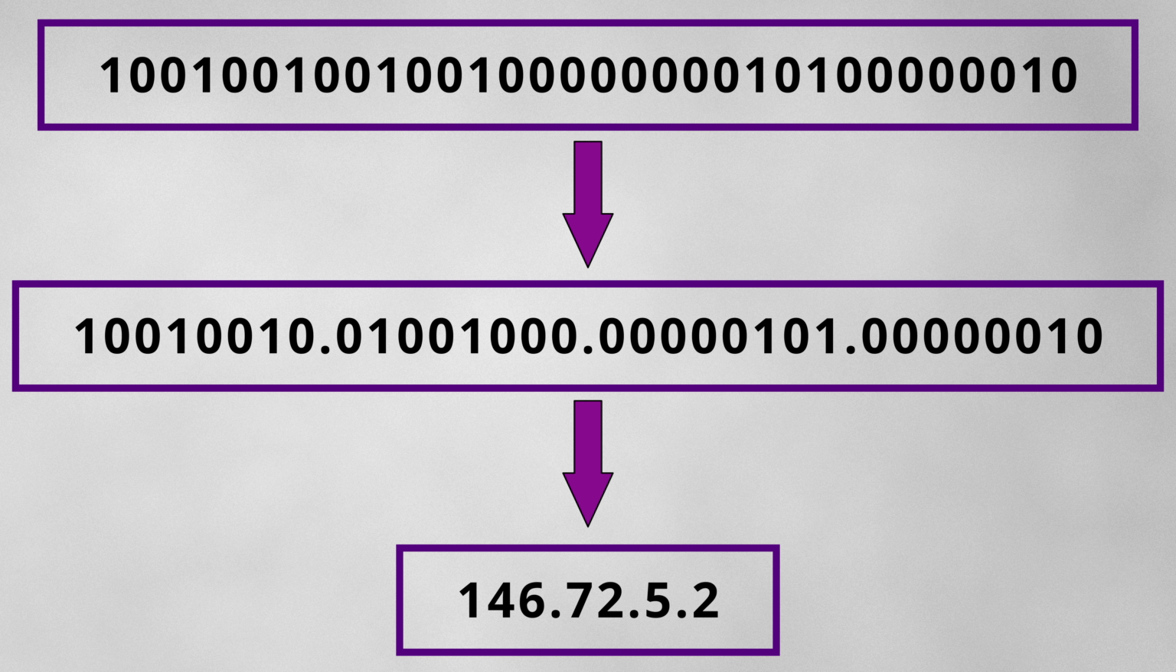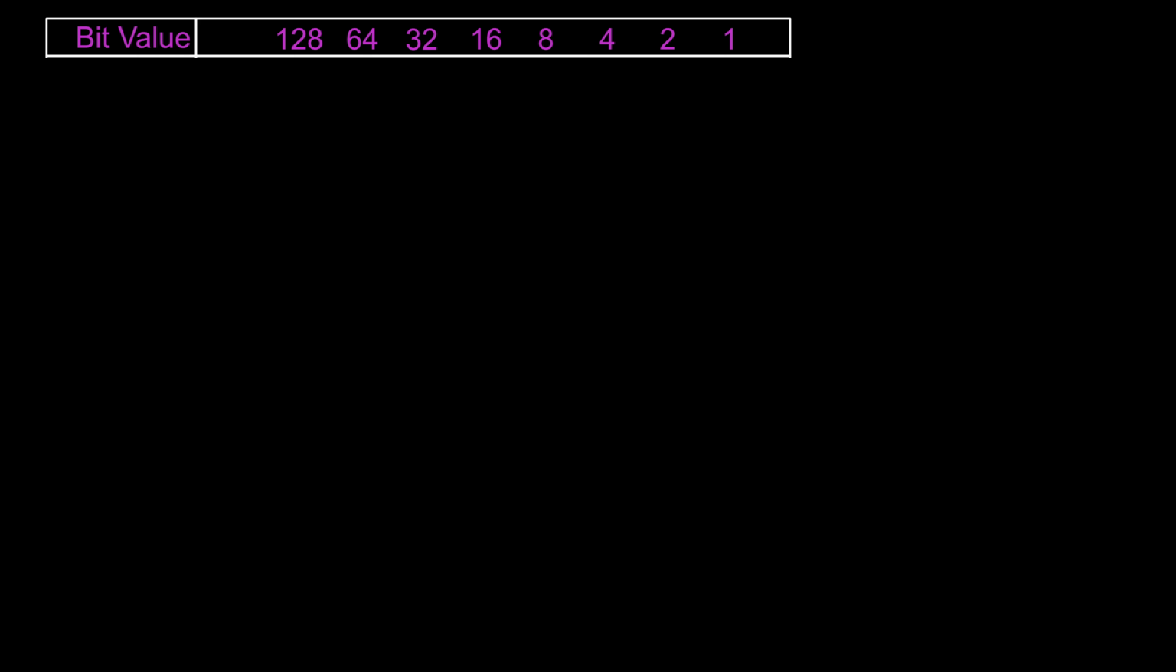In this next section, we're going to go through the math of how that conversion happens. So the first thing we need to go over is the way that binary is converted to decimal. We have 8-bit positions. Each of those positions has a value. The furthest to the right has a value of 1. The second from the right has a value of 2. The third from the right has a value of 4. And they keep doubling until you get all the way to the furthest bit position on the left, which has a value of 128.